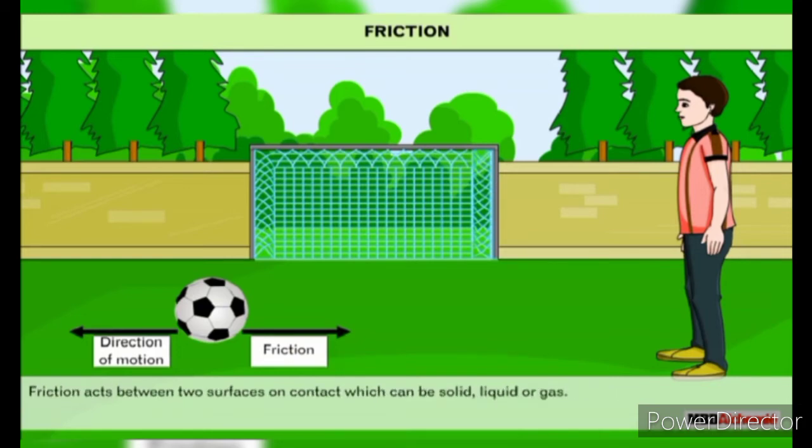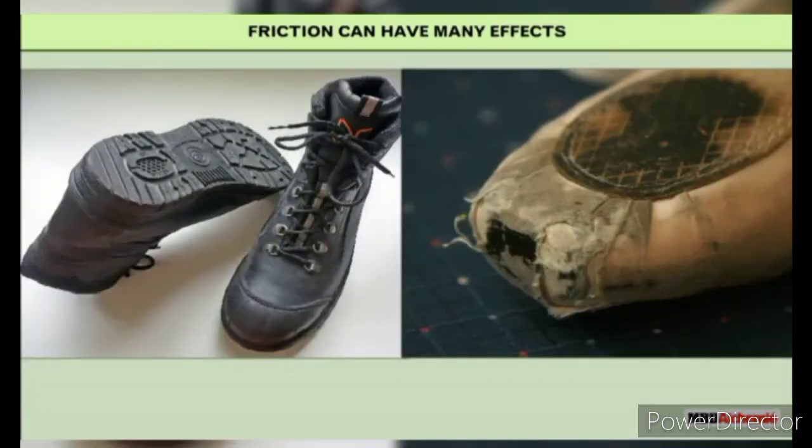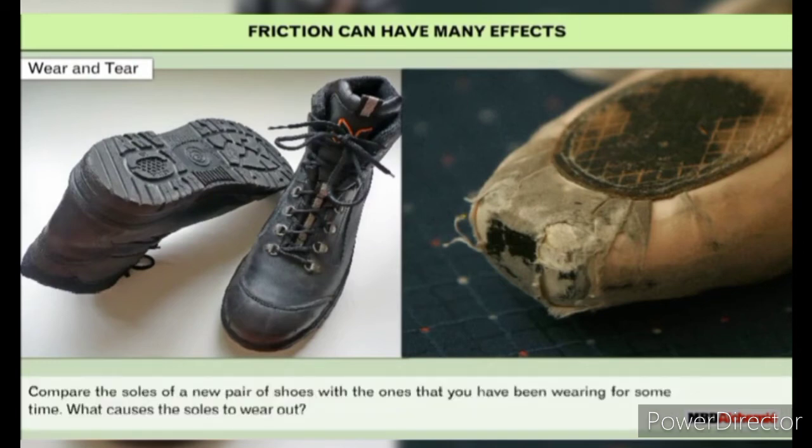Friction acts between two surfaces on contact, which can be solid, liquid, or gas. Friction can have many effects. Wear and tear. Compare the soles of a new pair of shoes with the ones that you have been wearing for some time. What causes the soles to wear out?